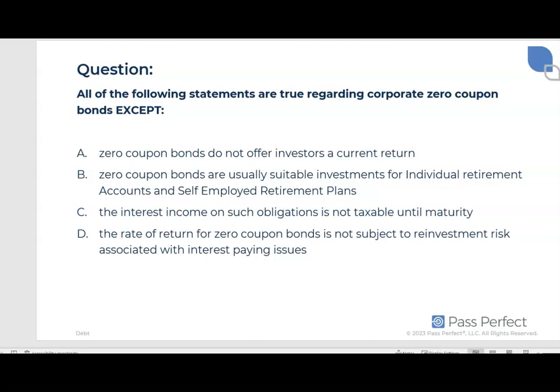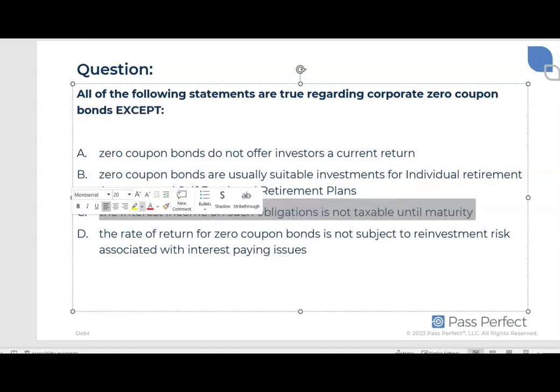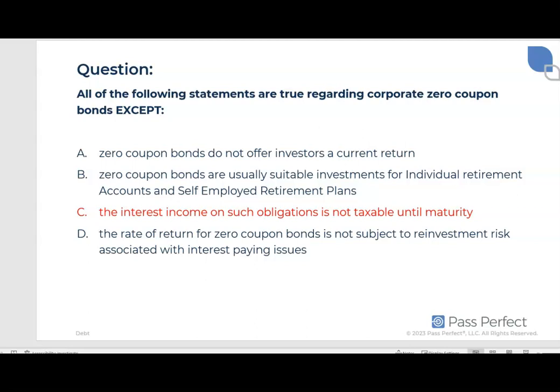All the following statements are true regarding zero coupon bonds, except. This is an except question, right? Which means there's 3 truths and a lie, and we've got to find the lie. And the lie is C, that the interest is not taxable until maturity. That's a falsehood. Zero coupon bonds is true, right?